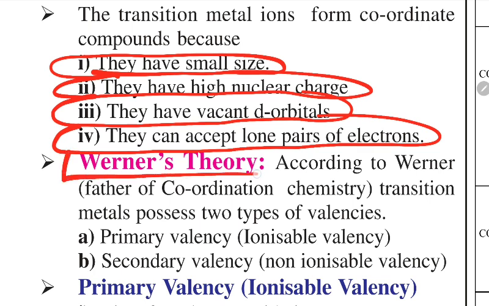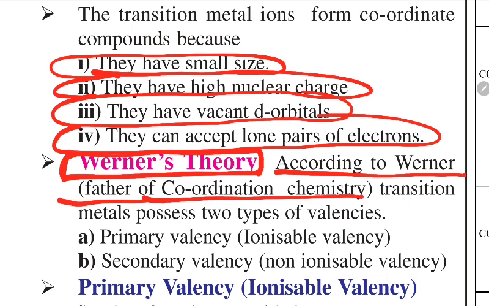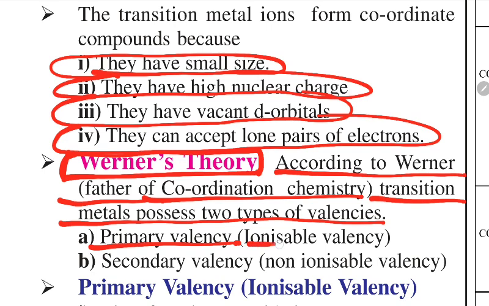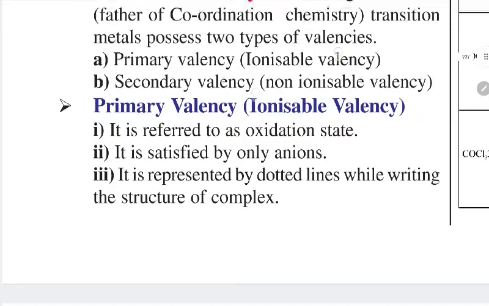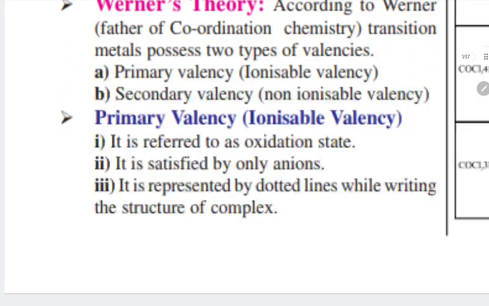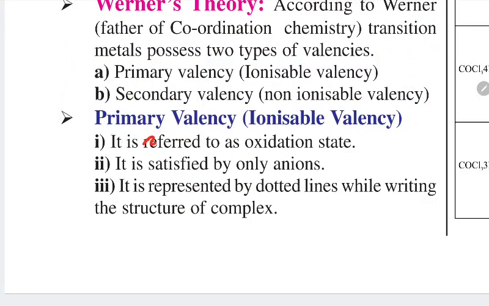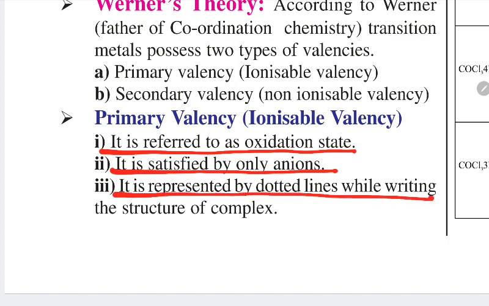Now we are going to understand Werner theory, students. According to Werner theory, Werner being the father of coordination chemistry, transition metals possess two types of valency: primary valency, the ionizable valency, and secondary valency, the non-ionizable valency. Now see the primary valency. It is referred to as the oxidation state. It is satisfied by only anions.